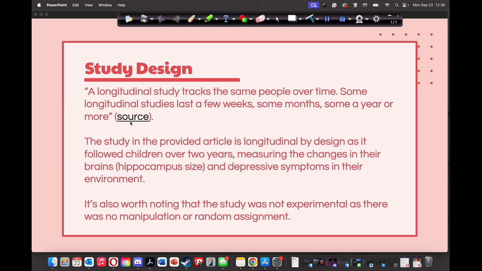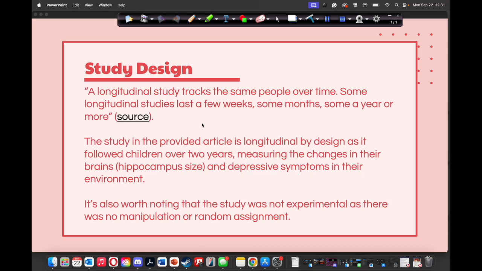Again, I know that this source is not very useful since it's a hyperlink, but this was taken from the textbook. So, the study that I'm focusing on is longitudinal by design, as it followed children over 2 years, measuring the changes in their brains, hippocampus size, and depressive symptoms in their environment, as listed by their surveys/questionnaires. It's also worth noting that the study was not experimental, as there was no manipulation or random assignment.